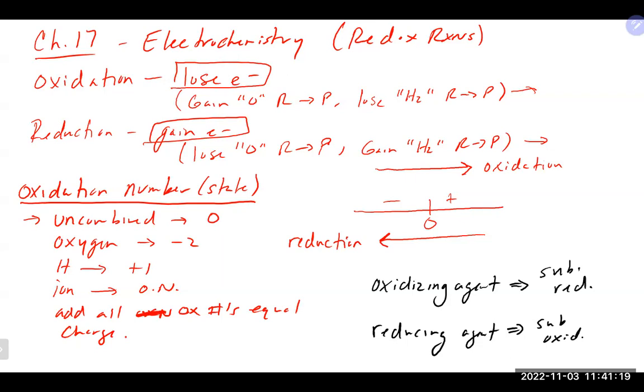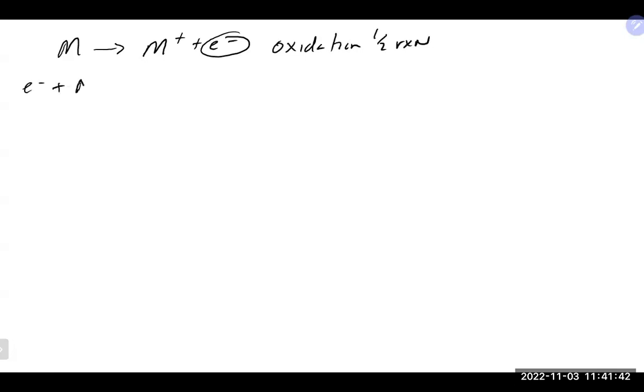We also can write a half reaction for each of these things. When we write half reactions and we have electrons on the product side, this is usually an oxidation half reaction. When we have electrons on the reactant side, like they're being gained, that indicates a reduction half reaction.